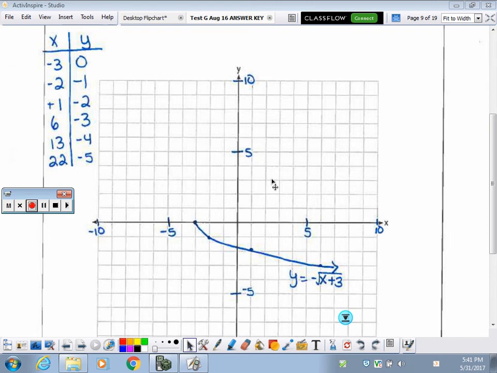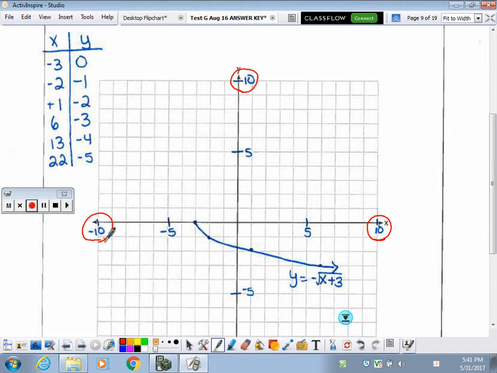Okay, we're going to take a look at Regents Review Test G. This is problem number 25. They're asking you to graph a square root function. Whenever you're graphing, as we've said, don't forget to establish a scale on your graph.